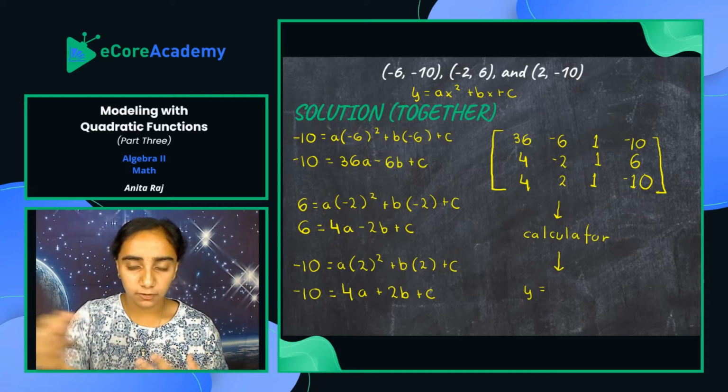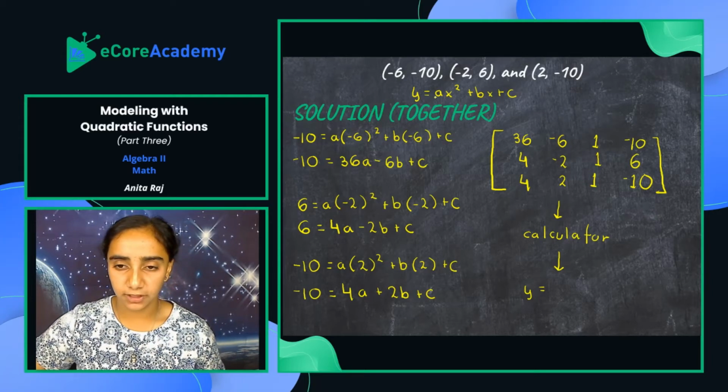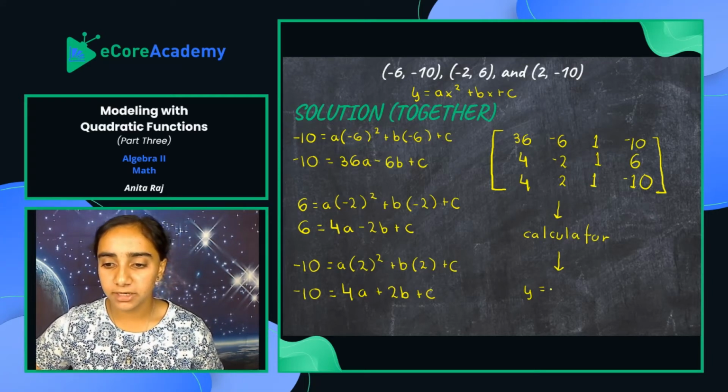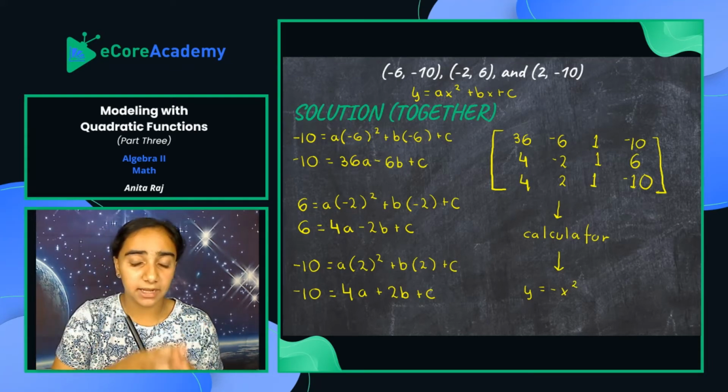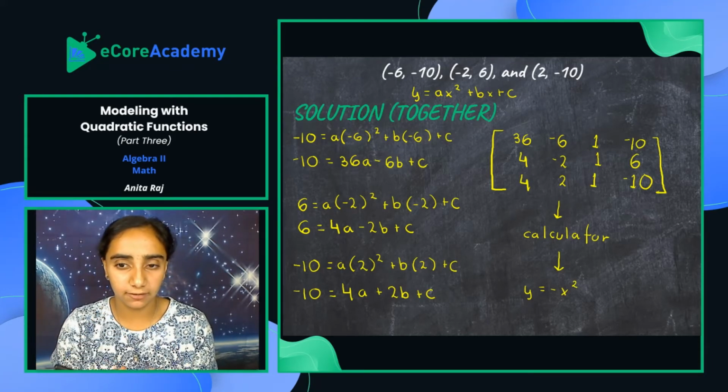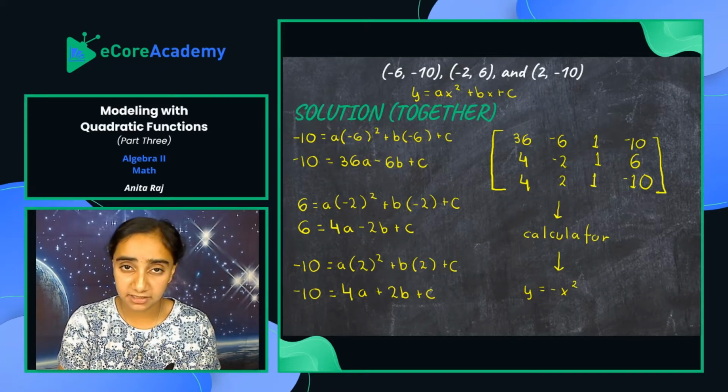Well, A comes before x. Look at this standard form over here. And if that's -1, we can just write that as -x squared. Because that A value translates to -1, and -1 goes in front of our x squared term, and we can just write that as a negative sign.